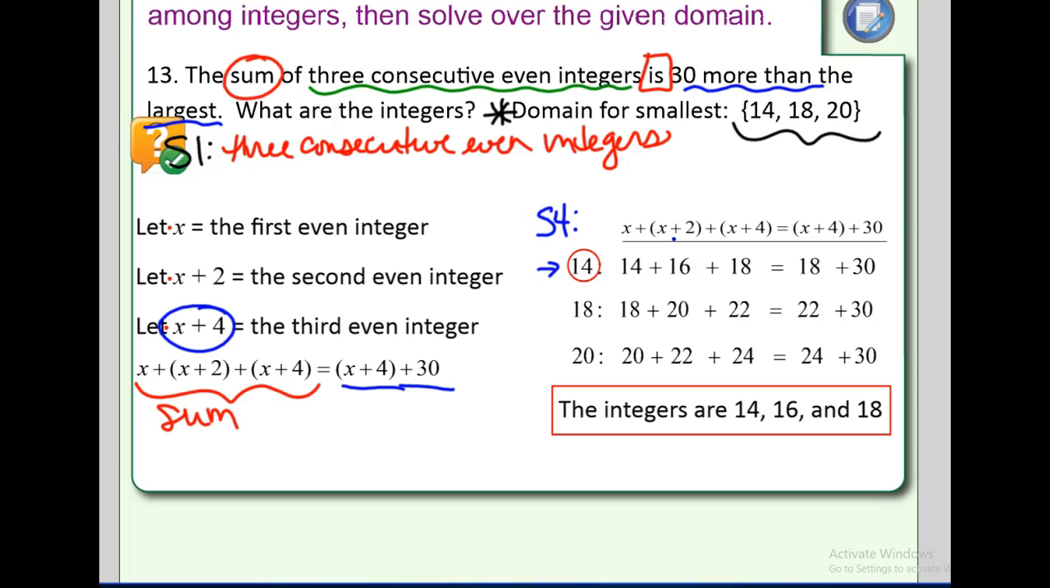I do the same thing for 18 and 20, and they're both false. And so now I've got to answer the question. Now, the question was 3 consecutive integers. So when you get true at 14, you just found one integer. What are the other two? Well, 14 plus 2 is 16, and 14 plus 4 is 18. So 14, 16, and 18. So make sure you answer the question.